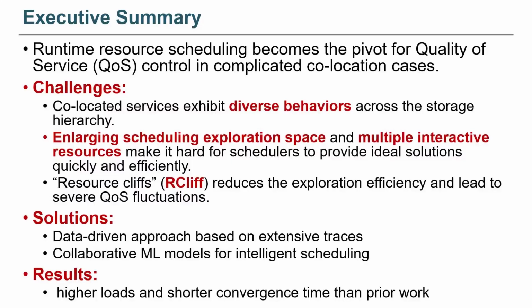Scheduling co-located services faces several challenges. First, co-located services exhibit diverse behaviors across the storage hierarchy. Second, the enlarging scheduling exploration space and multiple interactive resources make it hard for schedulers to provide ideal solutions quickly and efficiently. Third, we observe the resource cliff phenomenon of latency critical services. That is, decreasing a resource only slightly during scheduling can lead to a significant QoS slowdown. This phenomenon reduces the exploration efficiency and leads to severe QoS fluctuations.